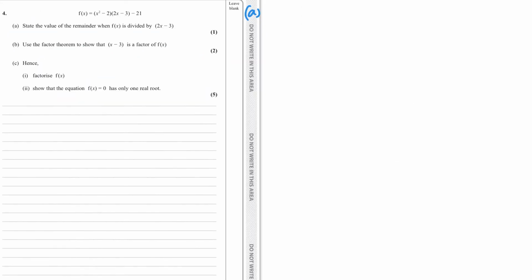Okay, part A, very straightforward, since if I divide it by 2x minus 3, this will divide exactly by 2x minus 3. I'll be left with this negative 21, and that is what my remainder would be. Now, part B is using the factor theorem to show that x minus 3 is a factor of f of x. That means I need to substitute positive 3 in. So we get 3 squared minus 2 in the first bracket. We'll get 2 lots of 3 minus 3 in my second bracket, then minus 21.